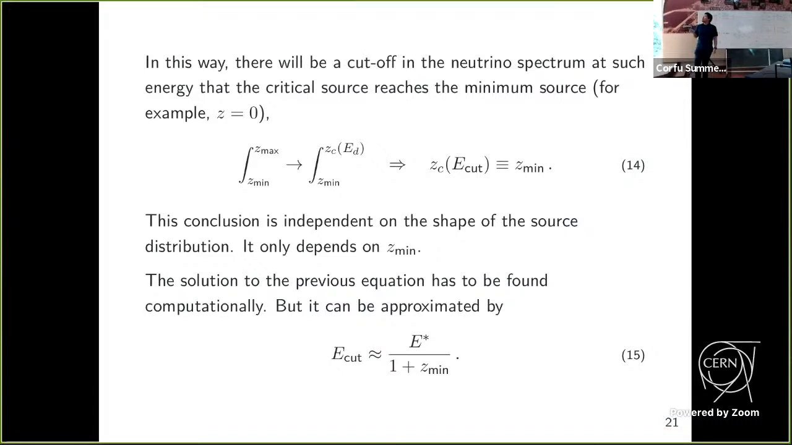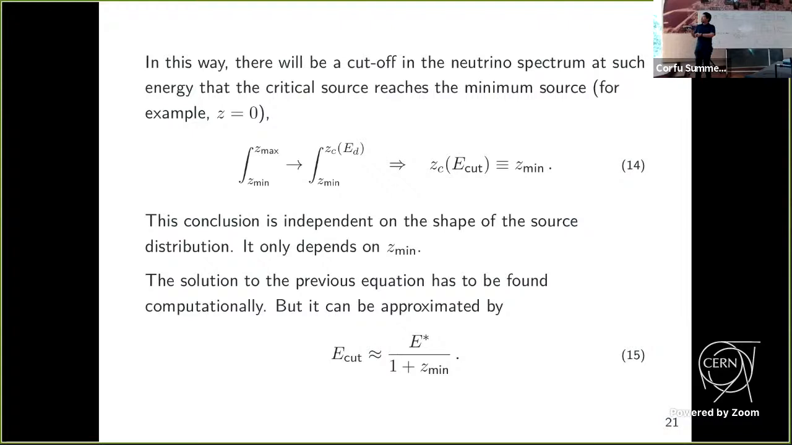It can be troublesome, but you have to do it numerically in order to solve this equation. You have to do it numerically, but it can be demonstrated that the solution of this equation can be approximated by this expression, which depends on the dominant threshold, the scale of energy of the dominant threshold, which in this case is the real threshold, divided by 1 plus the closest source.